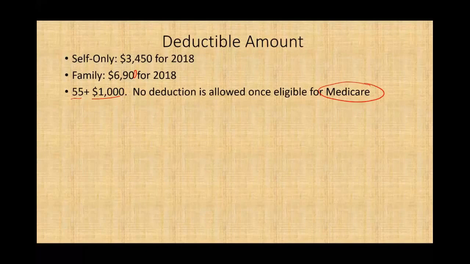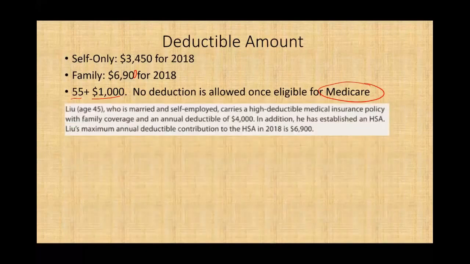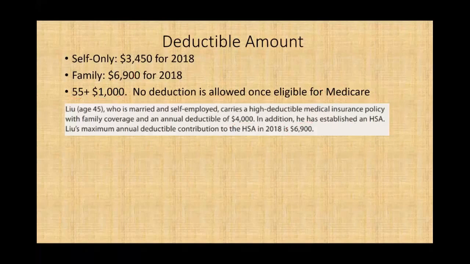Okay, let's take a look at an example. Leo, age 45, who is married and self-employed, carries a high deductible medical insurance policy with family coverage with an annual deductible of $4,000. So it is high deductible. In addition, he has established an HSA. How much can he contribute to his HSA? $6,900.